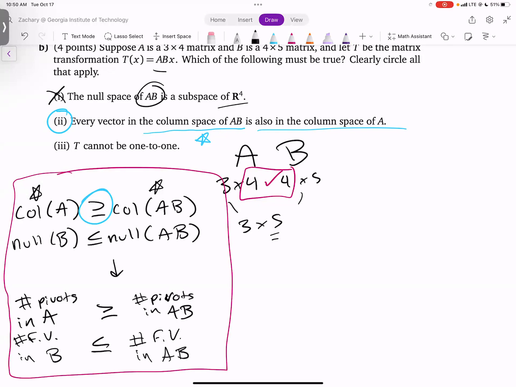The last one is T cannot be 1 to 1. So it is a 3 by 5 matrix. So it is wide, so it cannot be 1 to 1. So that is false.